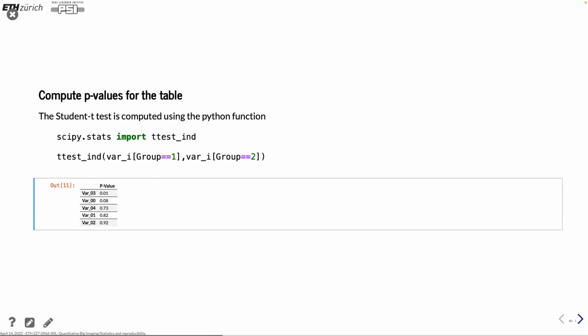We can use Python to actually do the t-test with 2 variables. We have the variable in group 1 and in group 2. And when we do this test, we get different t-values, and we can see only one of these actually falls out as not fulfilling the null hypothesis.